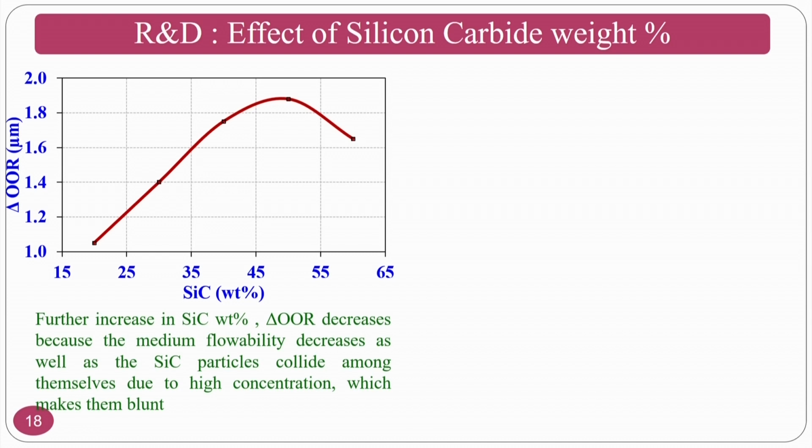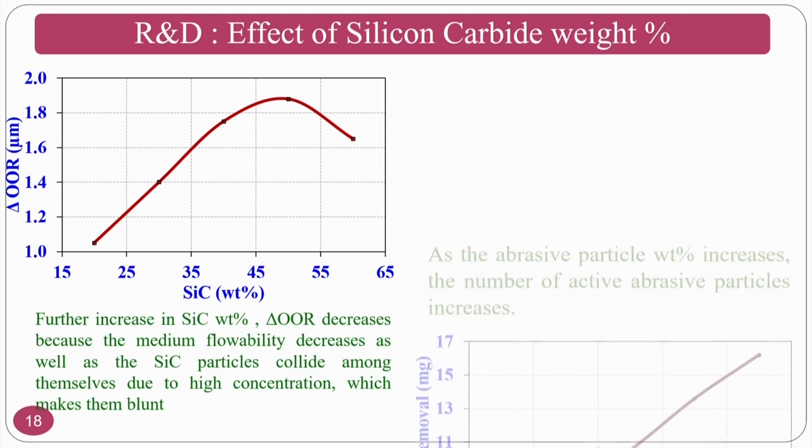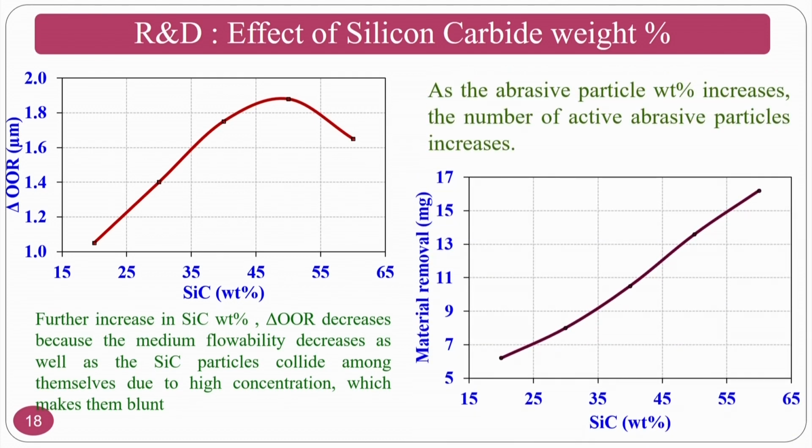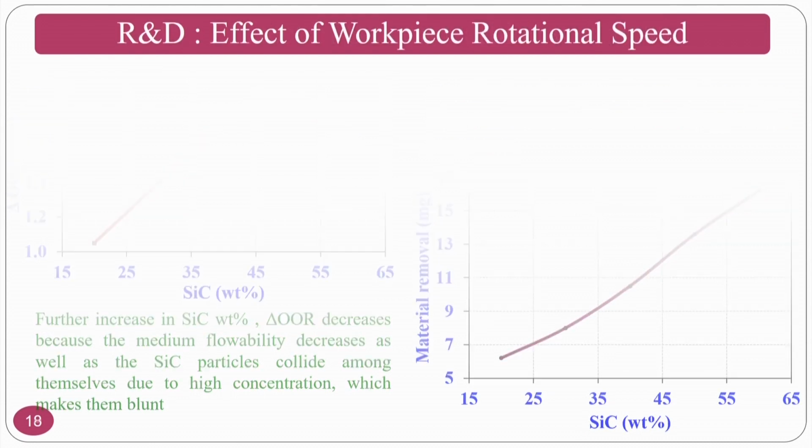And you increase the number of abrasive particles, what will happen? The number of active abrasive particles, those that are involved in the finishing action, will increase. But if you go on increasing, what will happen? The medium viscosity will enormously increase and you cannot add also. At the same time, the problem is these abrasive particles will collide with each other and may become blunt also. But if the number of active abrasive particles increases, the material removal obviously will increase in this case.